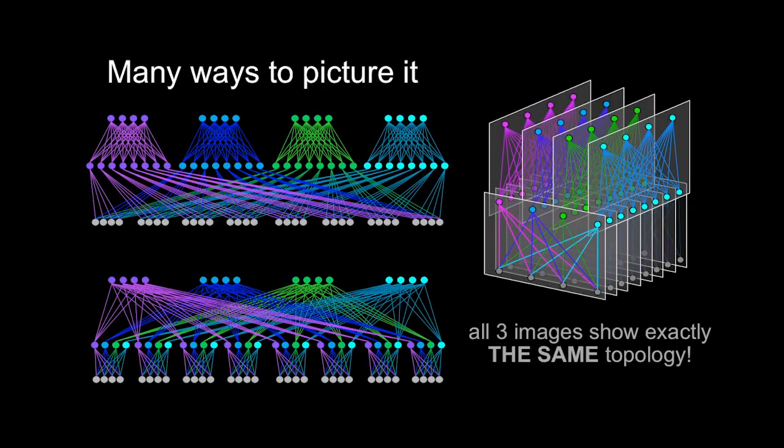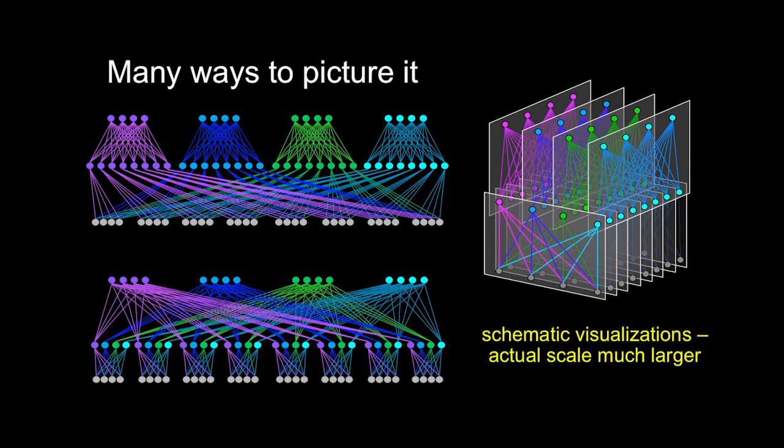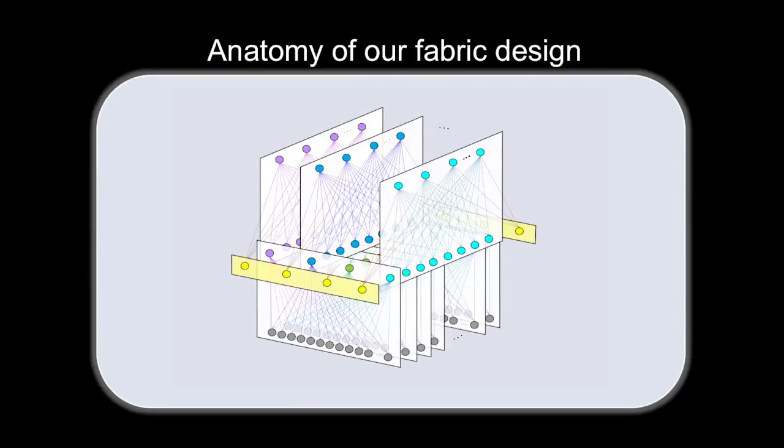There are many ways to picture it. All images here show exactly the same topology, just a rearrangement of dots, but in reality, it's impossible to picture it to our actual scale. That becomes just a blur of lines. Let's look under the hood.